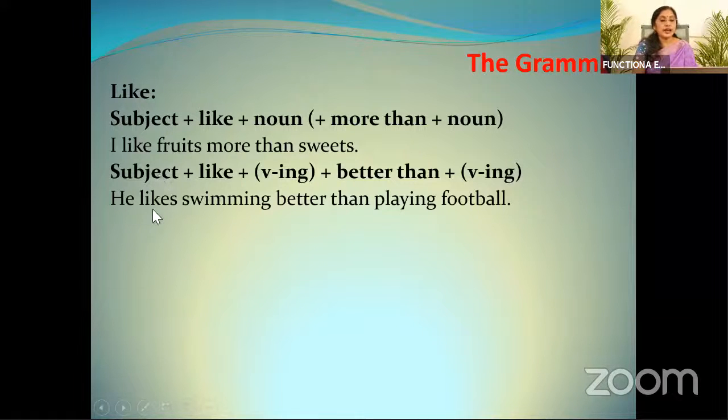The second way of saying it, he likes swimming better than playing football. He likes swimming more than playing football. In this sentence, if you notice, he likes swimming. Swimming is an action. Playing football is also an action. But here, what is the action that is actually being done? Liking is the action. Liking is the action. So the word swimming or playing is not a verb. They are not actions. The main action in the sentence is liking. You have to understand that.